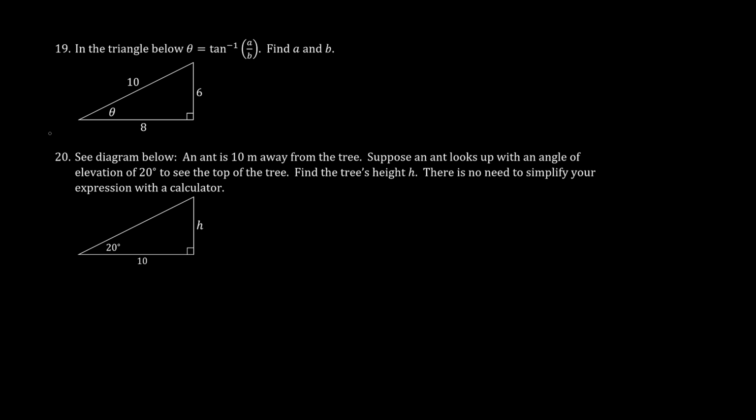Question 19. In the triangle below, theta equals tan inverse of A over B. Find these numbers. Now, what does tan inverse even mean? It's referring to an angle. And what do we know about theta and tan?